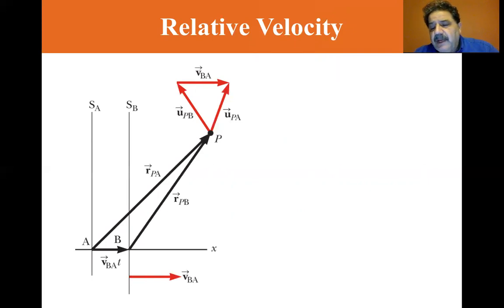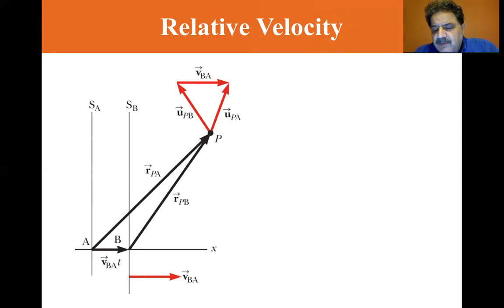Consider a particle located at point P in the figure. That's where the two triangles meet at a point. Imagine that the motion of this particle is being described by two observers. Observer A in reference frame S_A is fixed relative to the Earth. Observer B in reference frame S_B is moving to the right relative to S_A, and therefore relative to the Earth, with a constant velocity of V_BA.